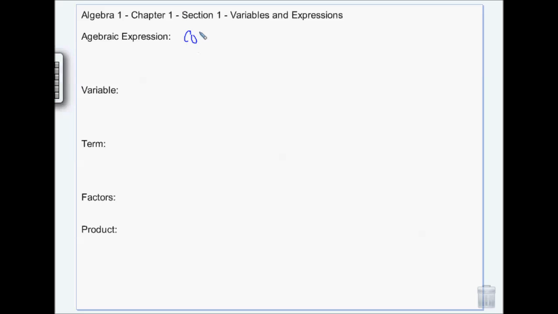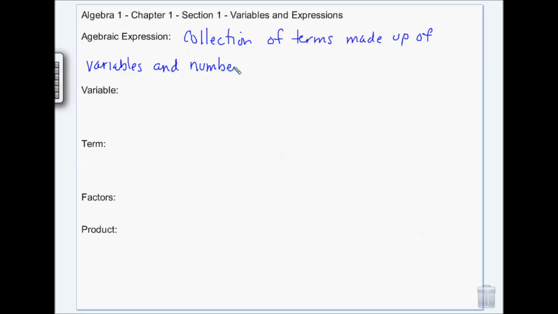Expression. So an algebraic expression is a collection of terms made up of variables and numbers that are being added, subtracted, multiplied, and divided. It's an expression. Expressions have no equal sign.